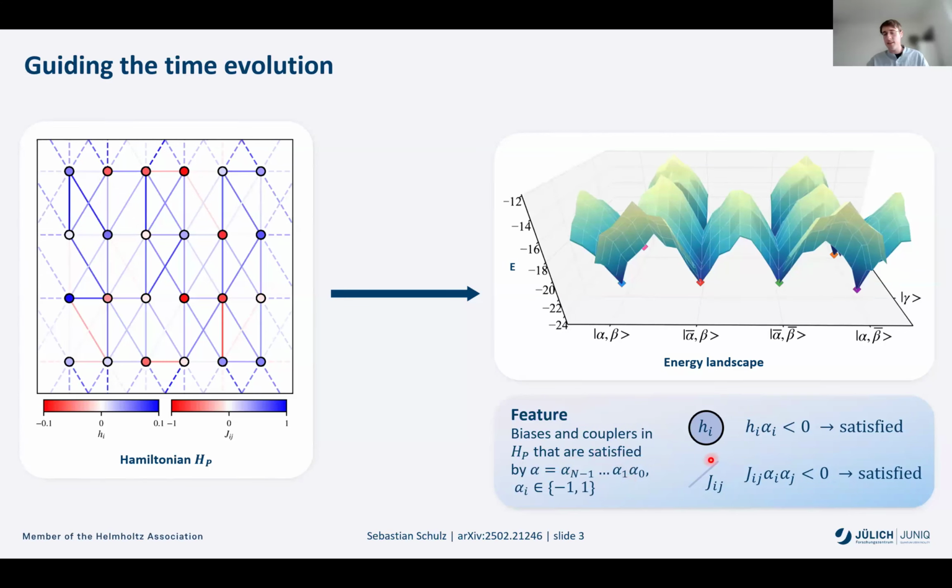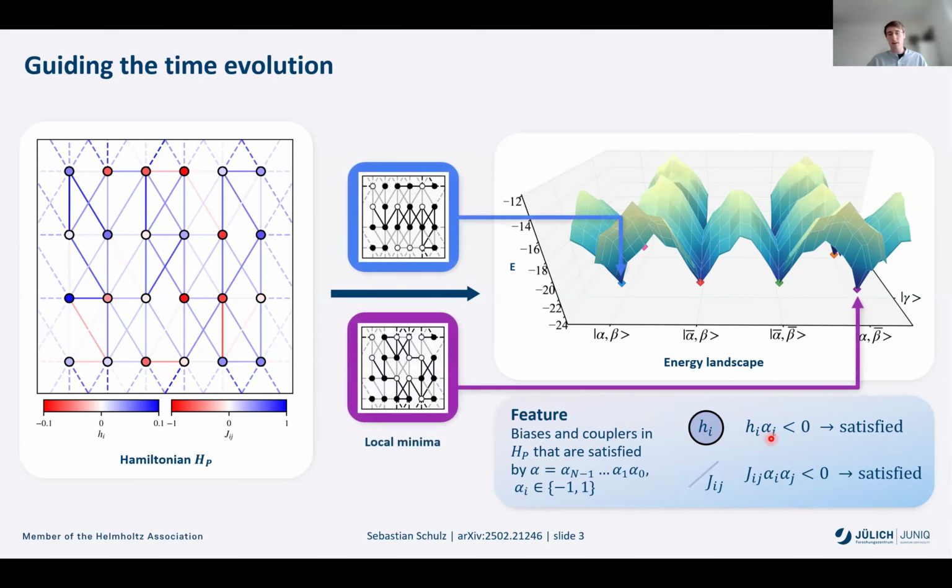What do I mean by satisfied? I mean that the contributions of the biases and the couplers reduce the overall energy for this specific state. So if you go through calculating the energy for the state alpha, you have the sum over all the biases and all the couplers, and each term that is negative, you say, okay, this bias, this coupler is now satisfied. And if a term is positive, for example h times the respective qubit is positive, then it's increasing the energy, so we say it's not satisfied.